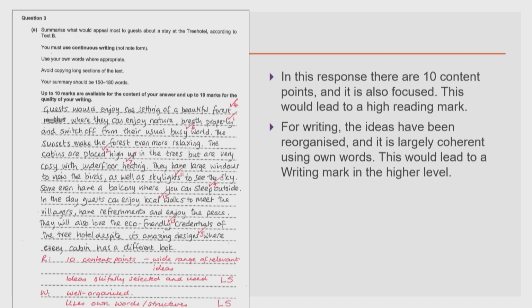This candidate scores very highly in the summary writing task. It is interesting to note the following from the examiner's comments. The candidate has 10 content points satisfying the criterion of wide range of relevant ideas. There is no irrelevant content, suggesting there's been a skillful selection of ideas. The ideas have been reorganized and written in the candidate's own words and structures. There may have been some minor language issues, but these were overlooked.